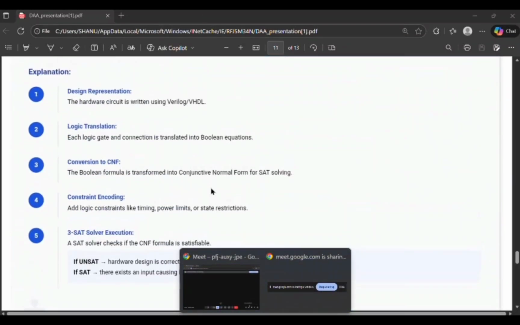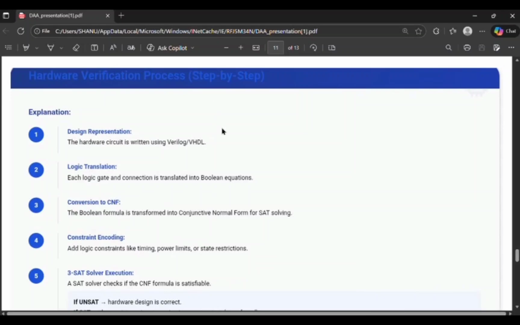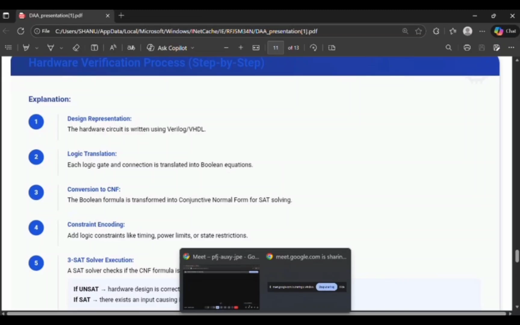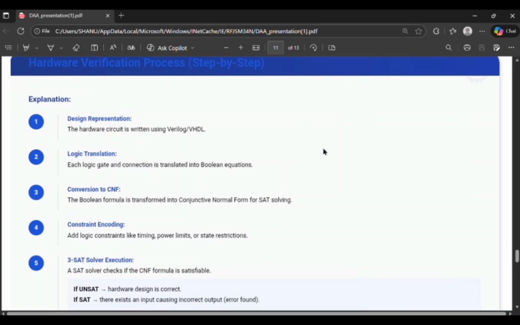Hardware verification process. Now let us see the hardware verification process step by step. First step, design representation. The hardware is written in Verilog or VHDL, which describes how the circuit should work. Step 2, logic translation. Tools translate this HDL design into Boolean equations for every gate and connection.